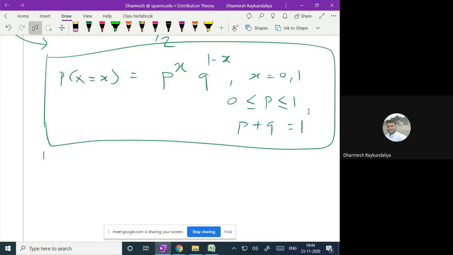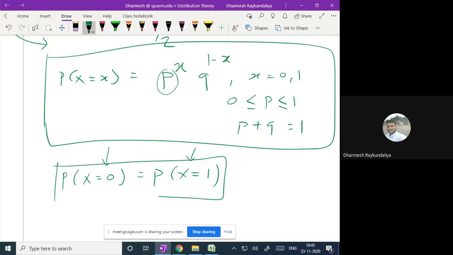Now the probability of success may vary from example to example. In tossing of a coin, we say that it is equally likely. That means the probability of success and the probability of failure are the same. This is the probability of failure, this is the probability of success. So they are said to be equally likely events. Whenever each event has the same probability, then events are said to be equally likely.